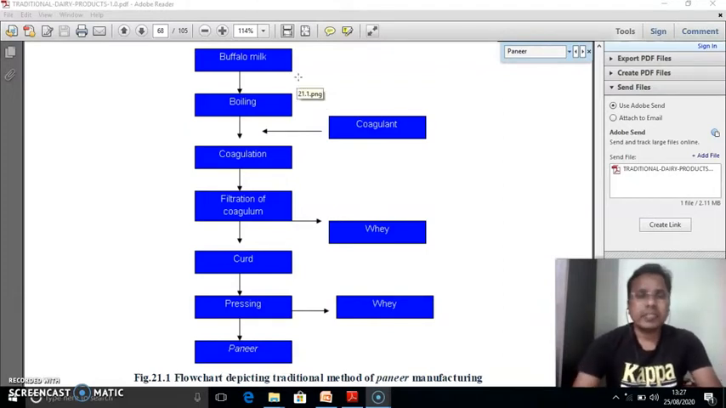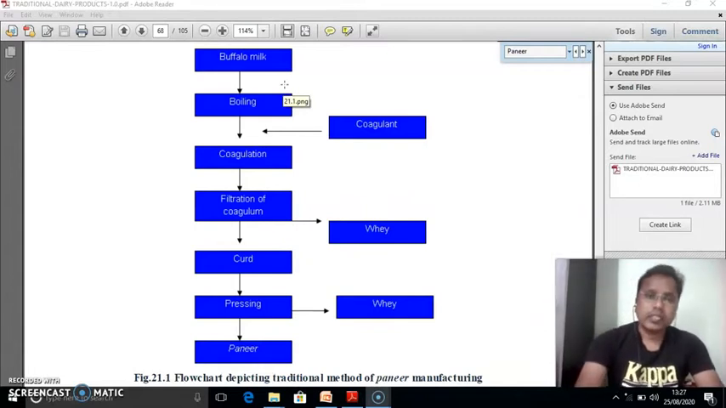After receiving the milk, the next step is boiling. The milk is taken into a karai and allowed to boil. When this milk is boiled, it is transferred to the second vat for the next step, that is coagulation, where the coagulant is added.